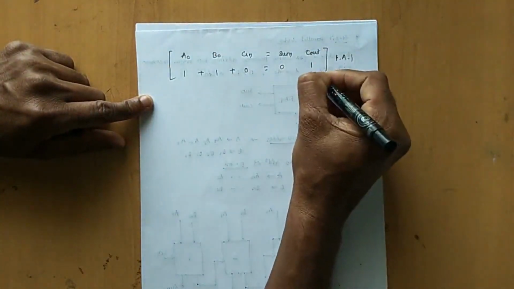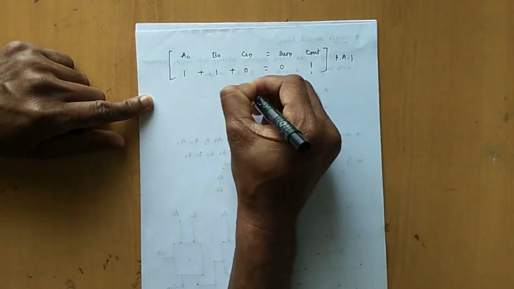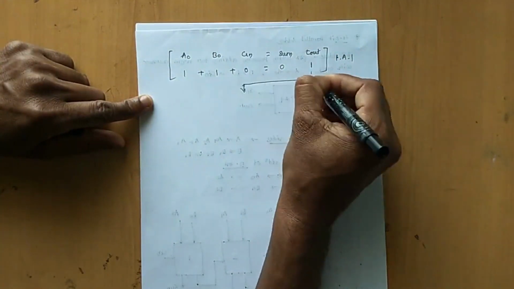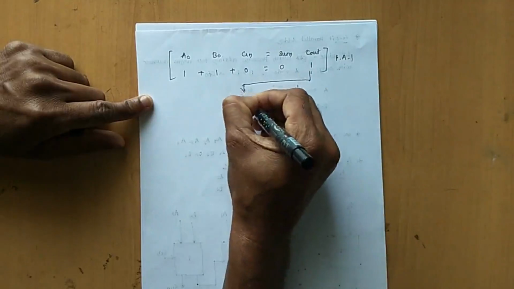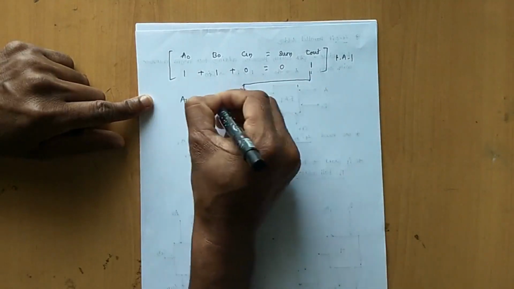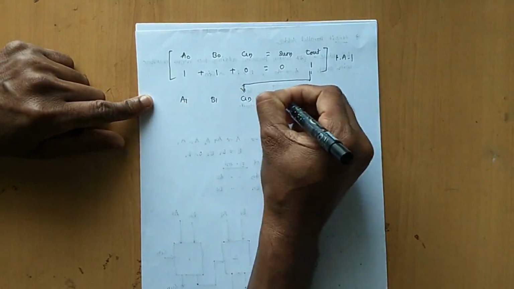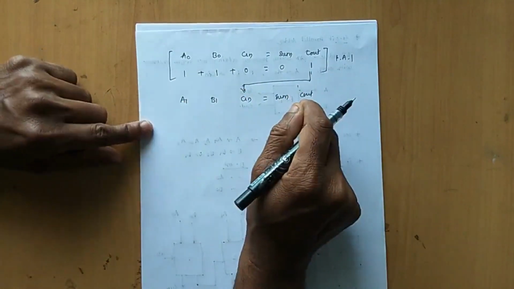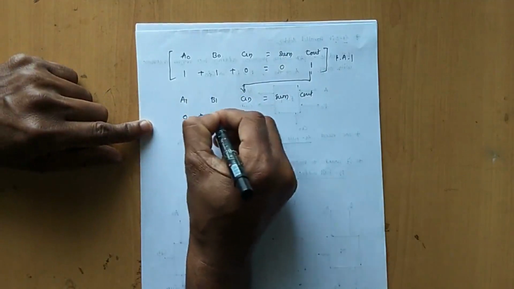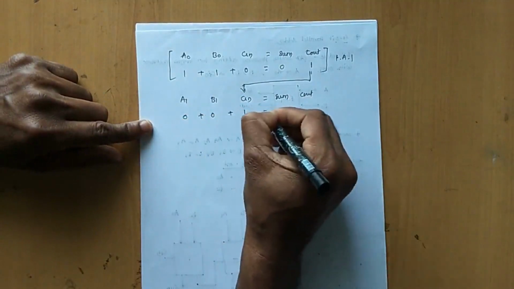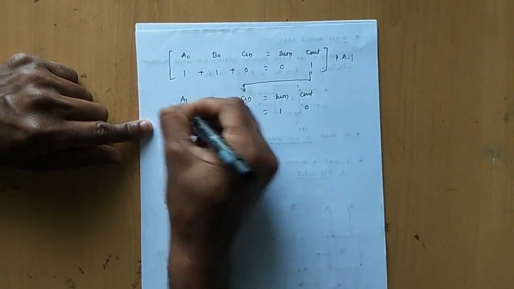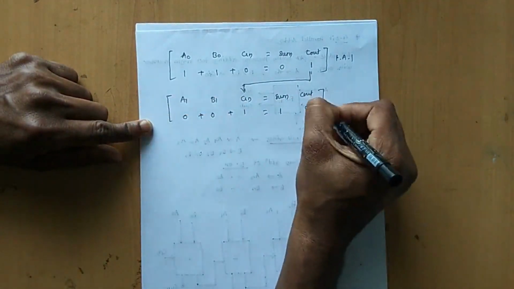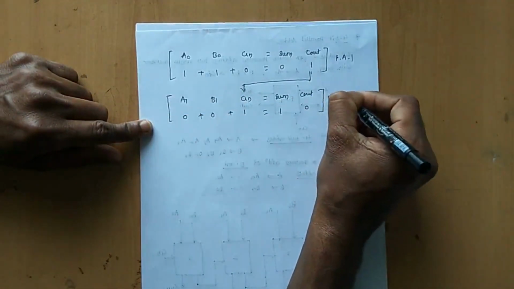So this is the output of the first full adder. This carry goes to the next C in. So here C in, here the A1 bit, here the B1 bit. Outputs are sum and C out. These are the outputs of the second full adder. Assume bits are 0 plus 1, so sum will be 1, C out will be 0. This is the output of the second full adder.